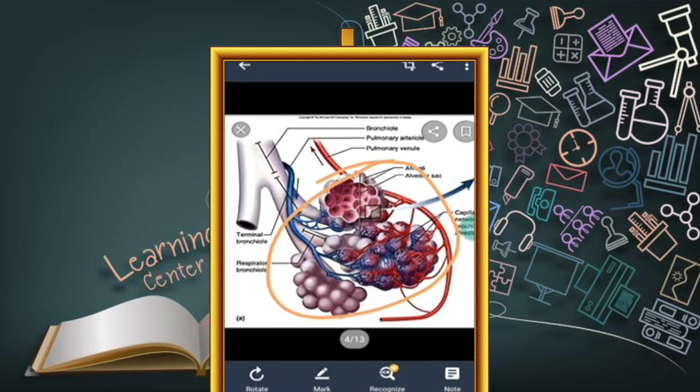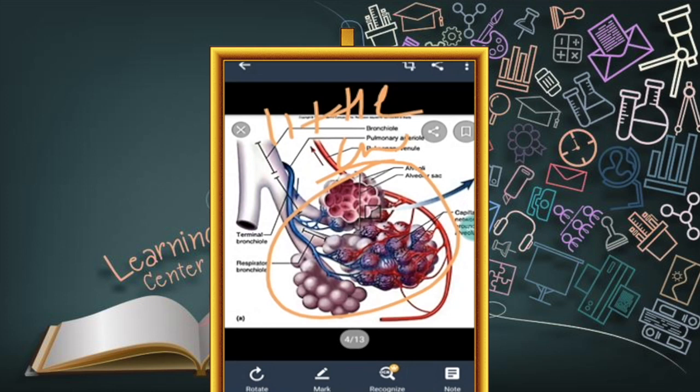Structure-wise, the word alveoli came from the Latin word meaning little cavity. Little cavity means that in the cross section of the alveoli we can observe some empty space. The empty space is called a cavity. That's why the name alveoli is given. So alveoli comes from the Latin word whose meaning is little cavity.